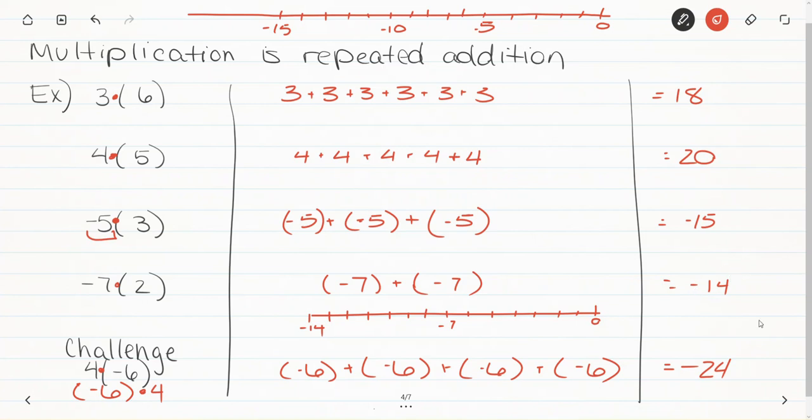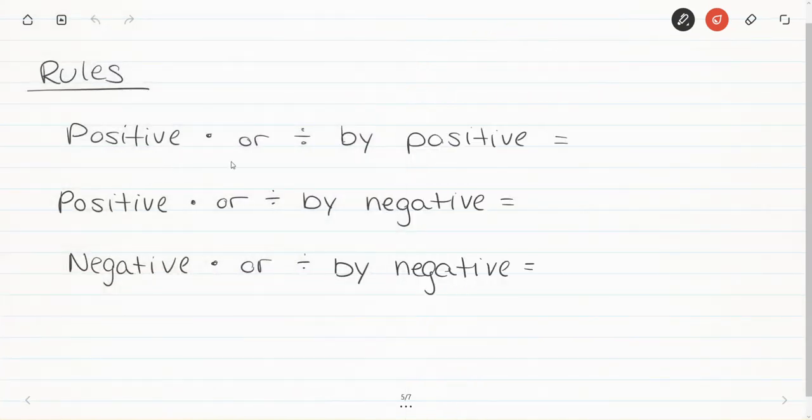Now I want you to think, and here's some rules for you. So we have a positive multiplied or divided by a positive gave us a positive relationship. So if I have a very positive person and another very positive person, they're going to have a positive relationship. If I have another positive person and a negative person, their relationship's probably not going to work, so they're going to have a very negative relationship. They're not going to work well together.